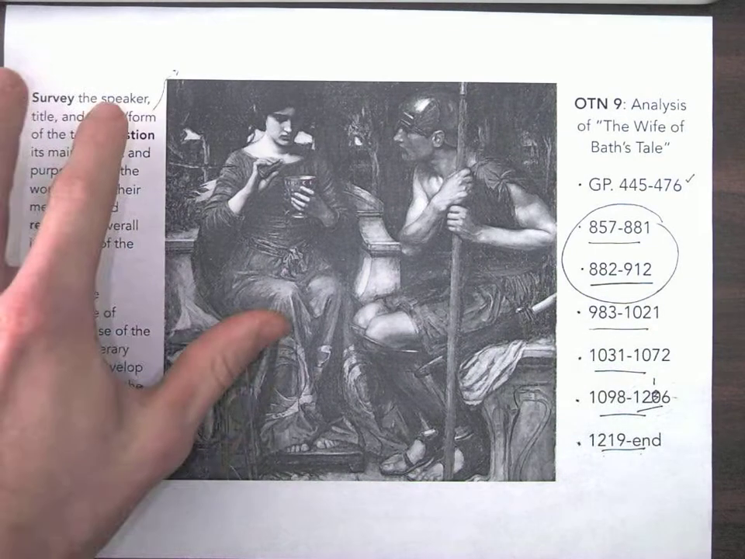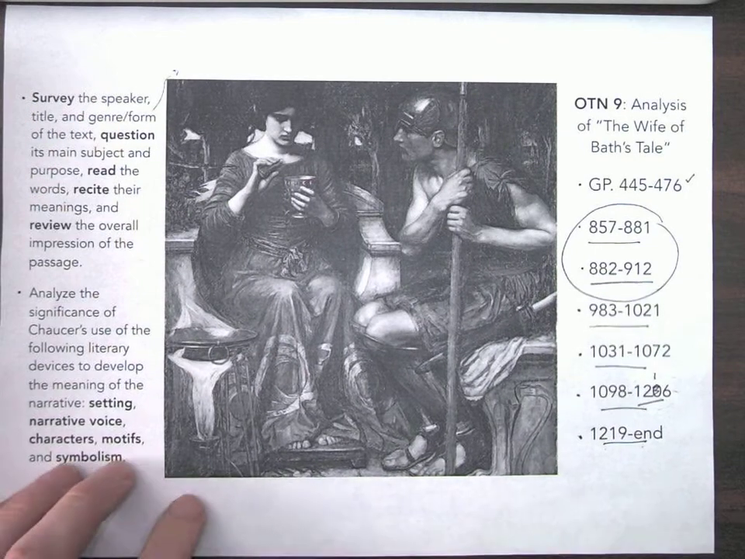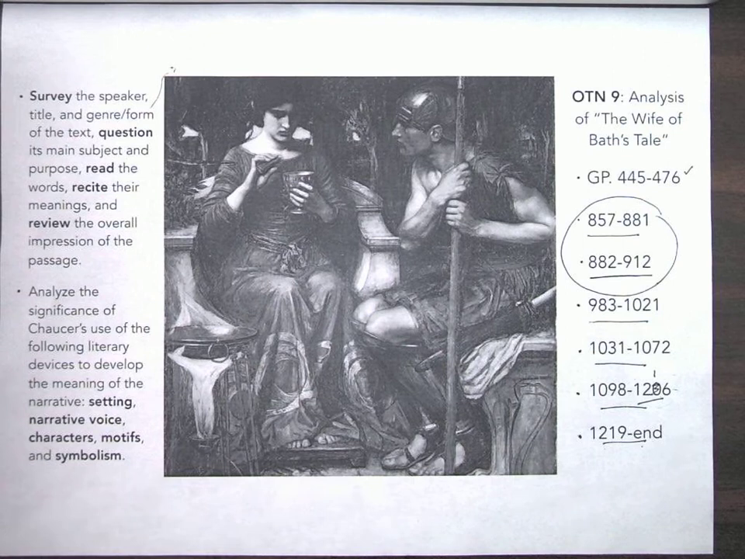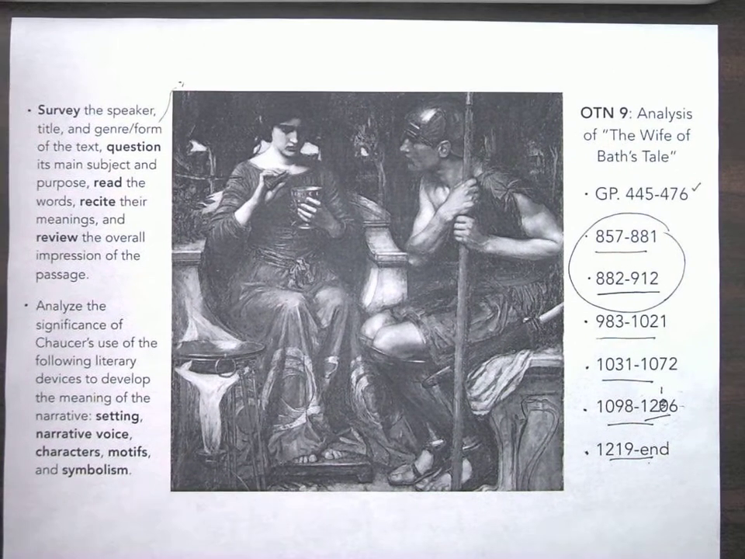Obviously, we've already established our SQ3R in a great deal of detail. If you want to go back and review that, you can certainly go back to earlier video lectures. But essentially, on the most basic level, this tale reveals and satirizes the Wife of Bath's worldview and her value system. So the tale works on two levels.